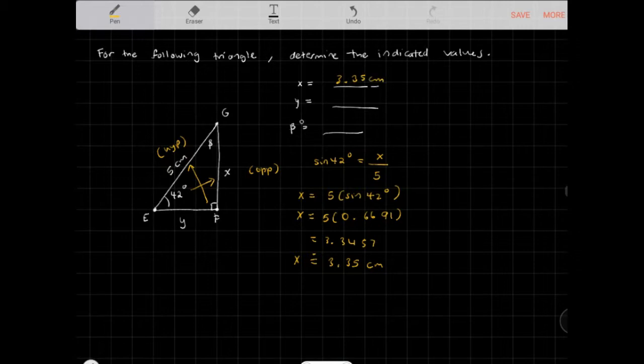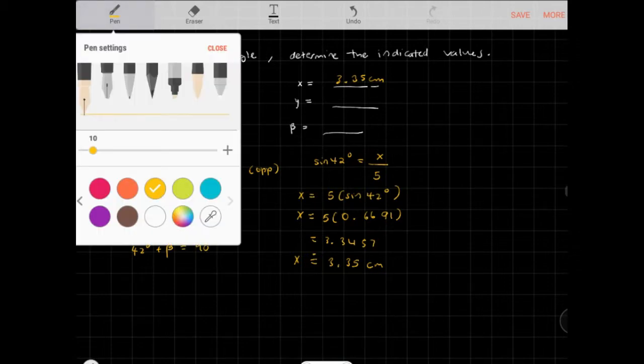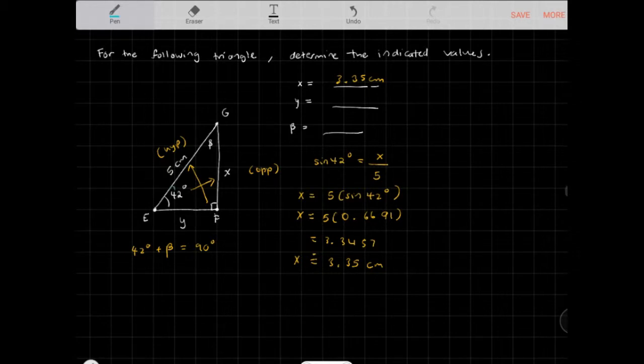Before solving for y, we can note that 42 degrees plus beta should equal 90 degrees, because these two are complementary angles. You could have actually started by doing that first. So beta here is 90 degrees minus 42 degrees, which should be 48 degrees. So this is 48 degrees. Put the degree sign and note that it is in degrees. It's important to keep the units on.